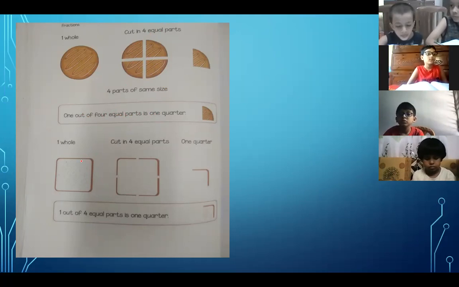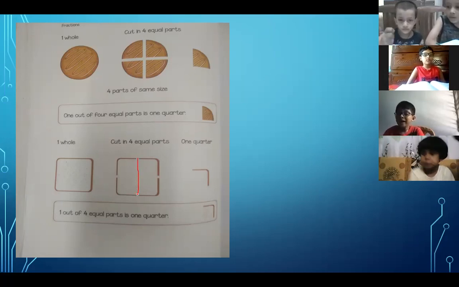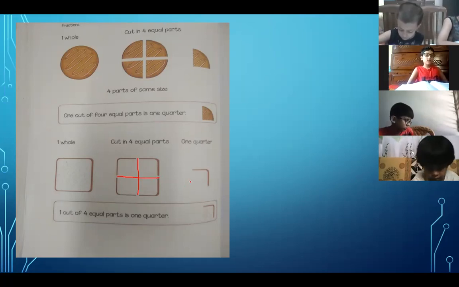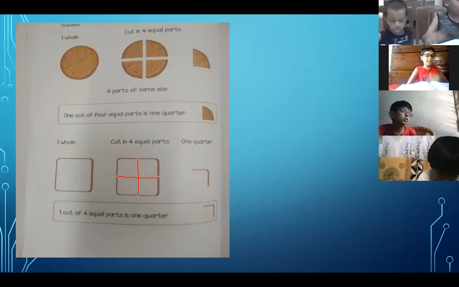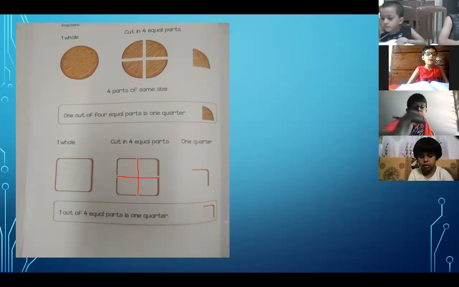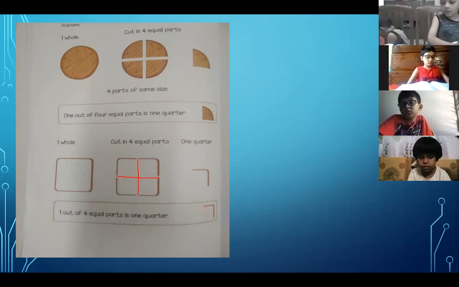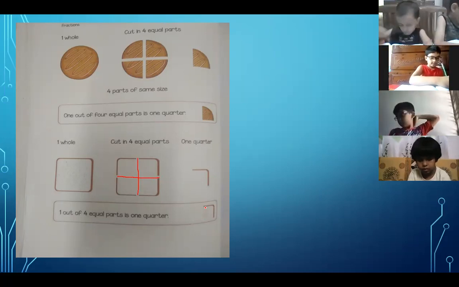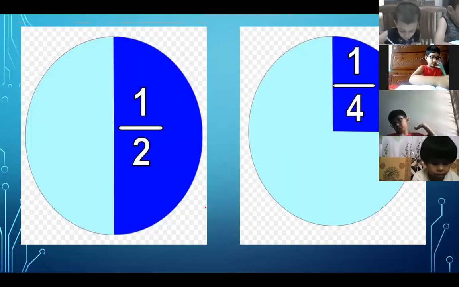Okay? Look at this bread. This is a whole bread. Cut in four equal parts. Okay, you have to cut this. Look at this. Four equal parts. Right? This is four equal parts. So this one, one out of four equal parts, is one quarter. This is one quarter. Okay. You understand the difference between half and quarter?